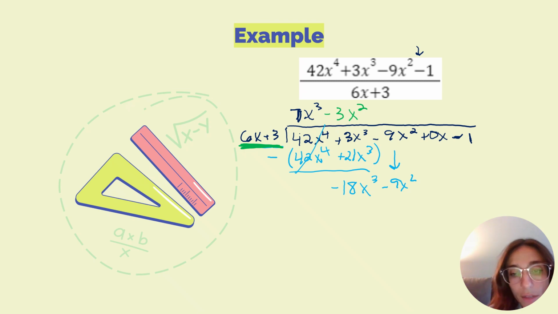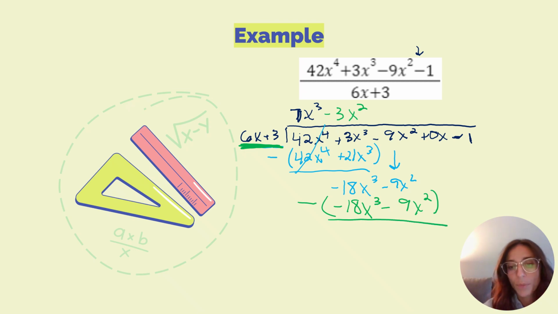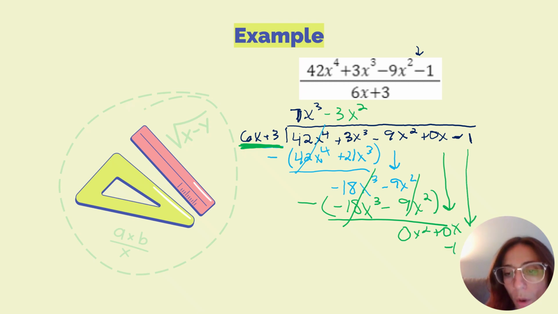So 6x times negative 3x squared is negative 18x cubed. And then 3 times negative 3x squared is negative 9x squared. All right, and I'm going to subtract the whole thing. All right, again, negative 18x cubed plus an 18x cubed cancels out. Negative 9x squared plus a 9x squared also cancels out. So we have 0x squareds. All right, so now I'm going to bring down my next term, which is a 0x. Well, that does nothing for me. I'm going to bring down my next term, which is a negative 1.